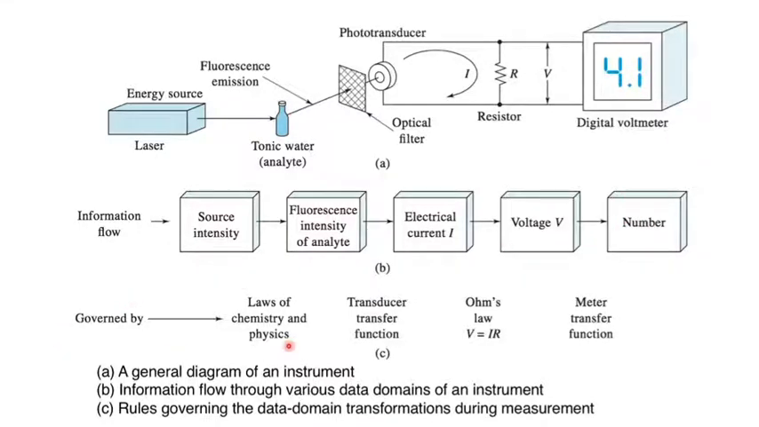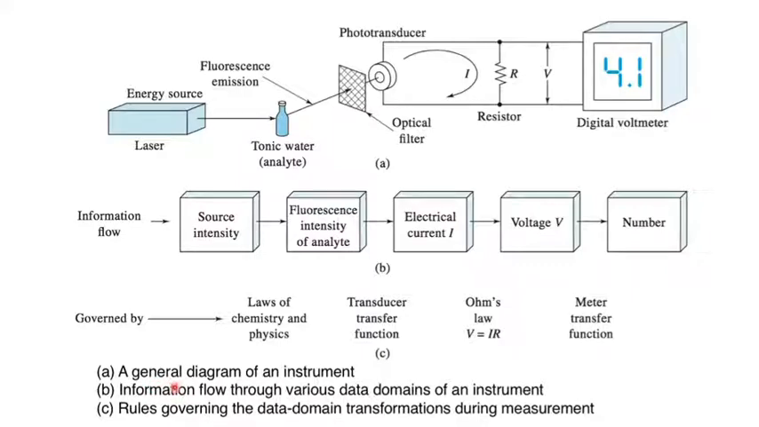So what rules are governing these transitions? The source energy to the fluorescence intensity of the analyte is governed by the laws of chemistry and physics, so the laws of absorption, the Beer-Lambert law, and so on and so forth. Then to convert from the fluorescence intensity to the electrical current, we have a transducer transfer function. Then we have Ohm's law, which relates the voltage and the current based on the resistance of the circuit. After that, we have a meter transfer function. Generally, we'll be talking predominantly only about this part, but these parts are also important, and we'll only really talk a little bit about Ohm's law, which we also introduced in electrochemistry.